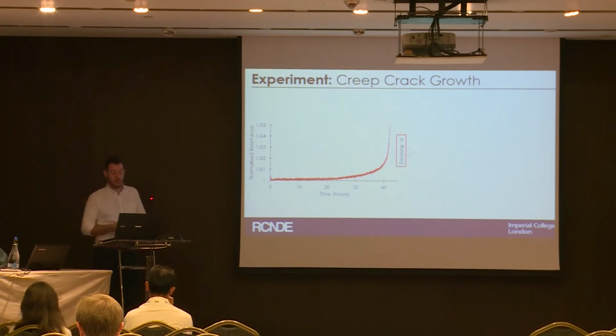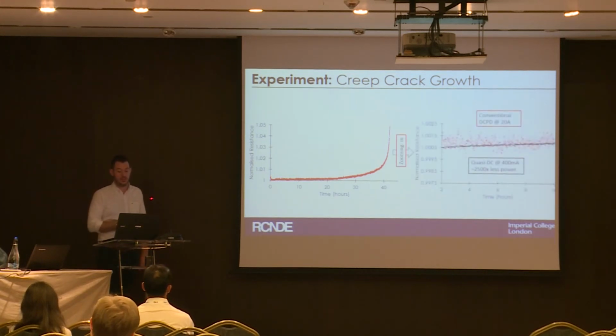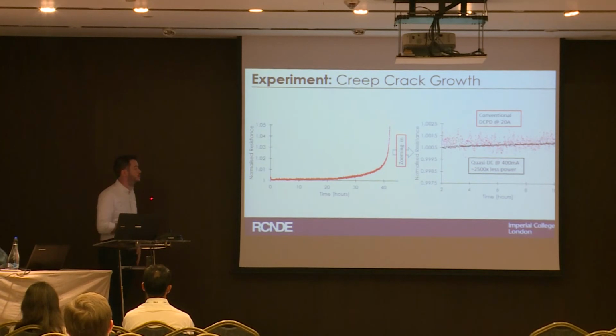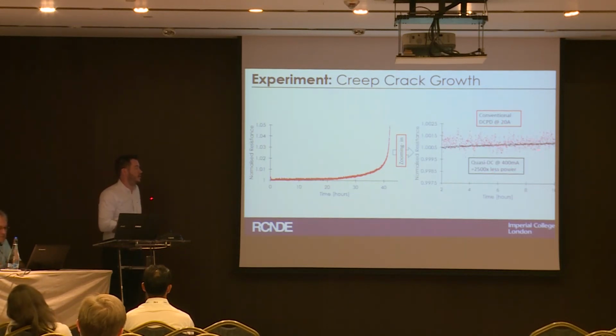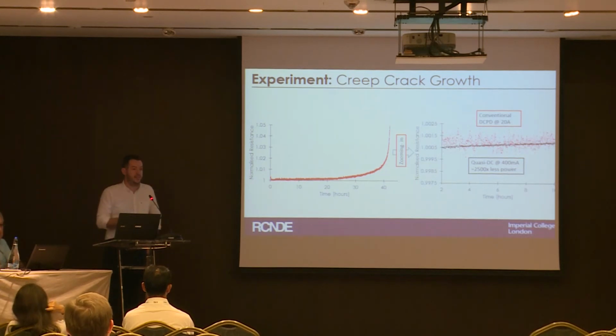The big advantage, however, is if you zoom in on that, you can see the advantage of this improved noise performance. The red dots are the conventional DC approach, the black dots are our new measurement technique. So you can see again the very superior noise performance. In this case, the conventional approach was using 20 amps, here we're using 400 milliamps, so we're getting this greatly improved noise performance, despite in this case using 2,500 times less electrical measurement power.